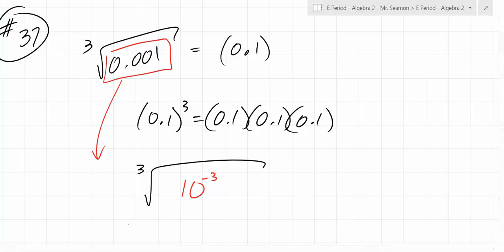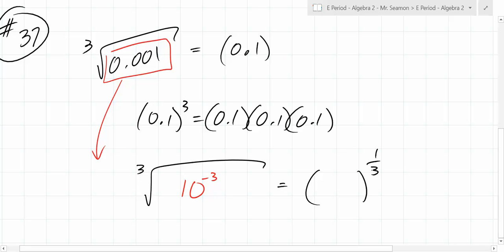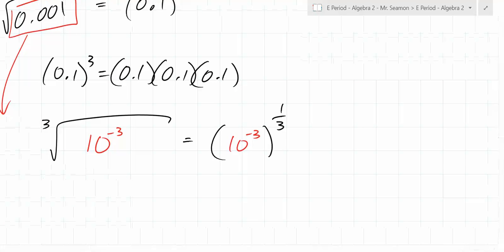This is a good bridge problem because we didn't go over this method yesterday, but we can definitely use it today. When you have a cube root, what power is cube root? 1/3. Third would be cube. Cube root is the 1/3 power. So this is to the 1/3 power, correct? But it's 10 to the negative 3. What do you do with powers of powers?